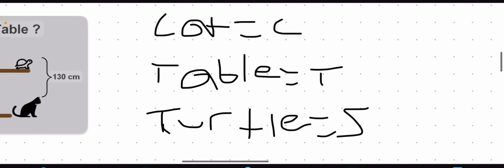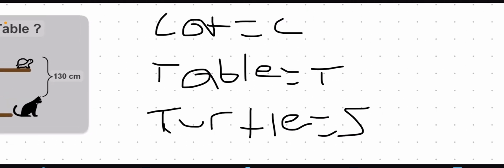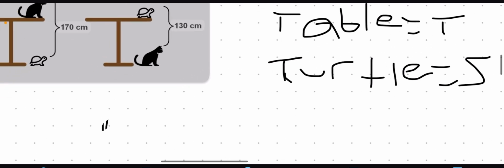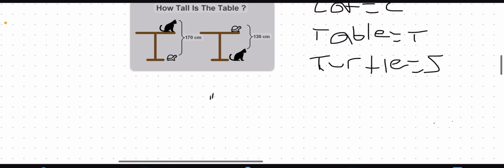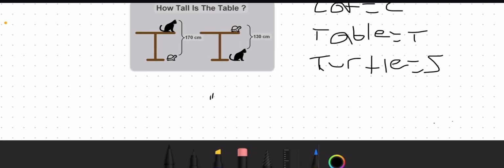So first of all, just for clarity, I've labeled what I'm calling my variables. I'm going to call the cat C. I'm going to call the table T. And I'm going to call the turtle S, because I don't want two T's. It's just going to be confusing. And then you throw in the addition signs that look like T's as well, and it's not going to be how you want it to go. So I'm going to start by making a couple equations.